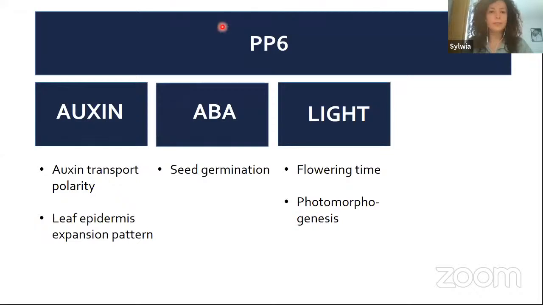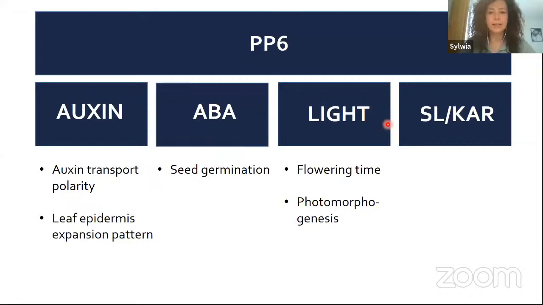For PP6, we already knew that it's involved in auxin, ABA, and light signaling, so we can add another one: strigolactone and karrikin signaling. However, what is the exact role of PP6 in strigolactone and karrikin signaling? It's quite difficult to say because the phenotypes that we observed were not always consistent. I showed you only a part of it.